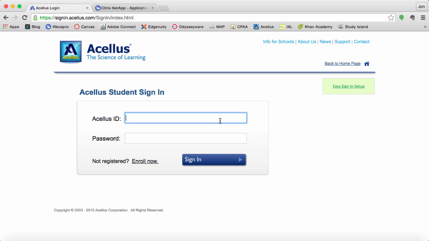Here I'm on the student login page. So I'm going to log in with my test account and then we'll look at the actual interface here. The Acellus ID looks like a phone number, so don't be tripped out by that. And there we go, we got our password. All right, so we're all signed in.